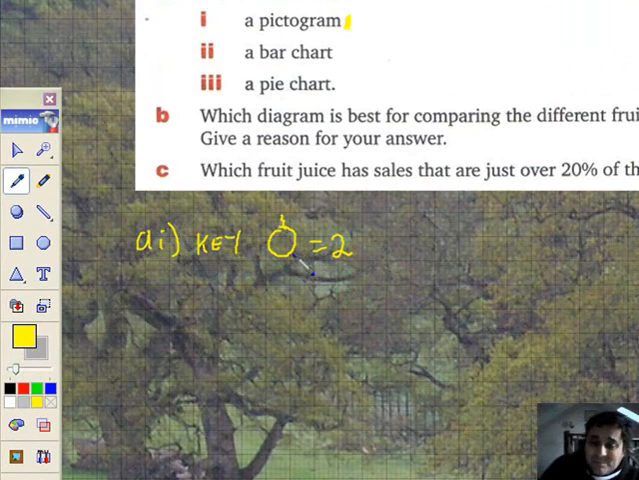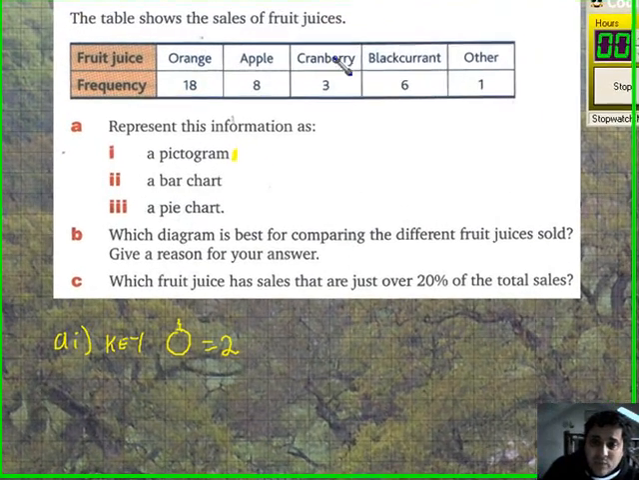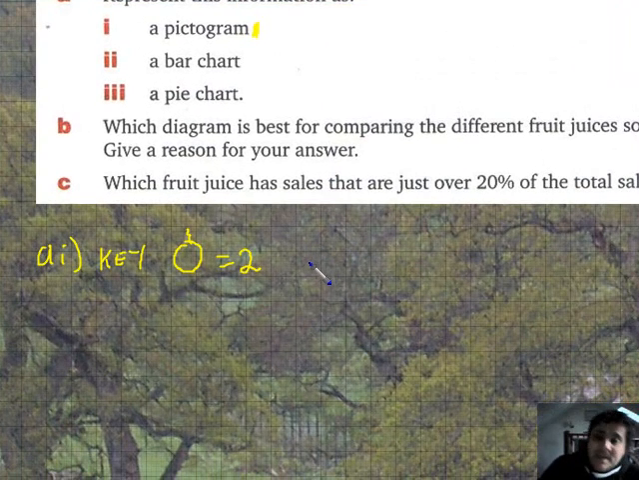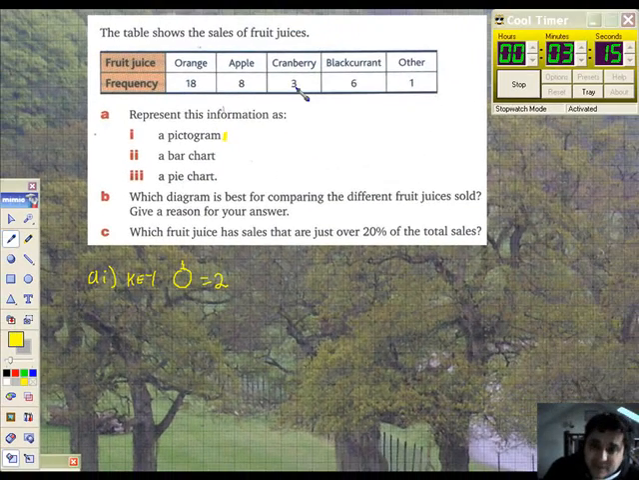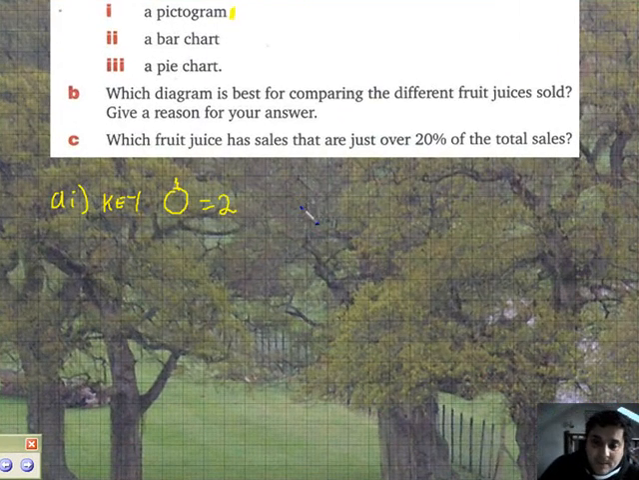You don't draw a different diagram for each type of fruit. So for example, don't draw an orange that looks like an orange, and an apple that looks like an apple, and a cranberry or blackcurrant that looks like themselves. It's going to be very messy, and it's not what it's about. It's about having a diagram that represents a certain number greater than 1, which you can use to represent this in a visual form. So with that in mind, I'm now going to go for my pictogram.